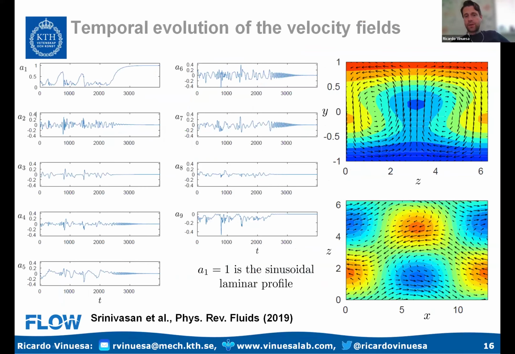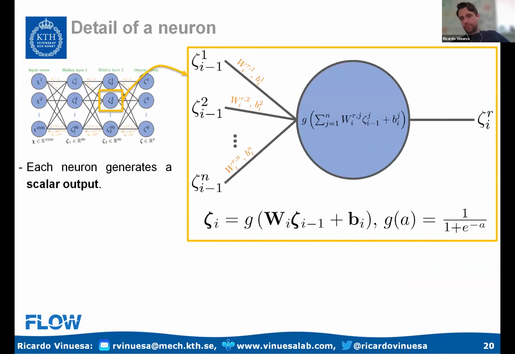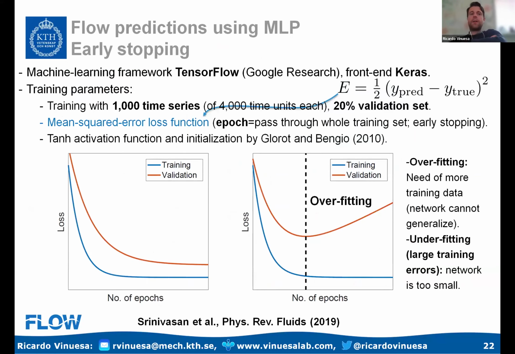Right, we have these 9 coefficients, and we want to predict the temporal evolution using a multi-layered perceptron. Now, we typically use TensorFlow, which is a framework by Google Research with a front end of Keras. There are many other frameworks to train neural networks, but this works usually well. We need to define a loss function. The loss function in our case is going to be the mean square error between the reference and the prediction.